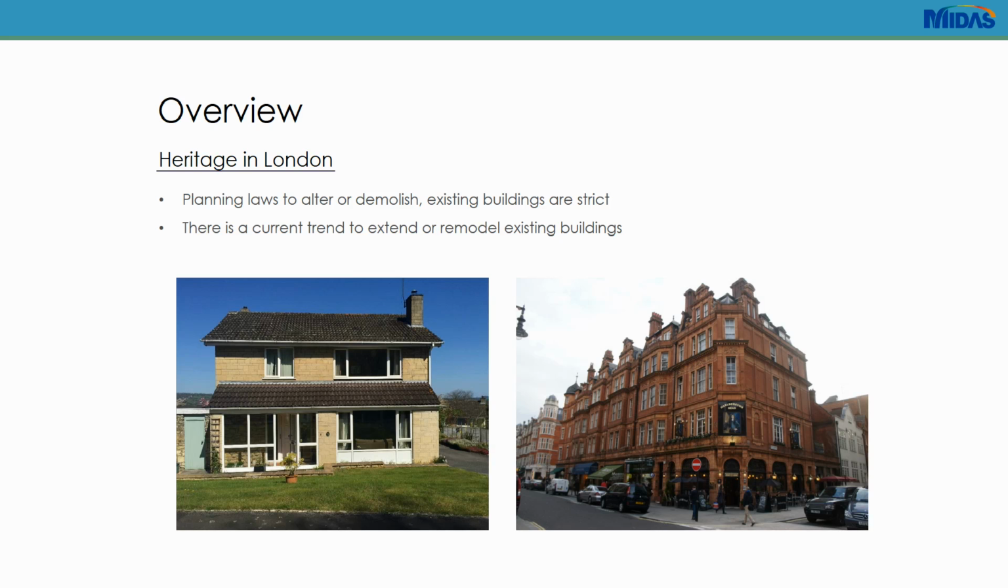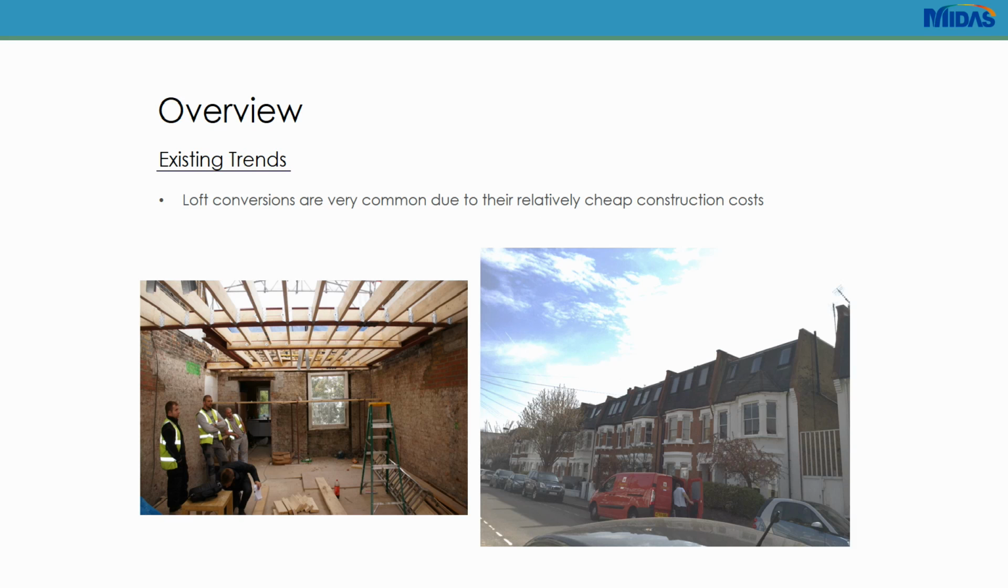There are many old buildings in the UK, and in London especially, many of these have a historical past. This makes the demolition of such buildings almost impossible, so the laws for this are very strict. That's why it is very common nowadays to have either building extensions or remodeling of such buildings without changing the exterior too much.